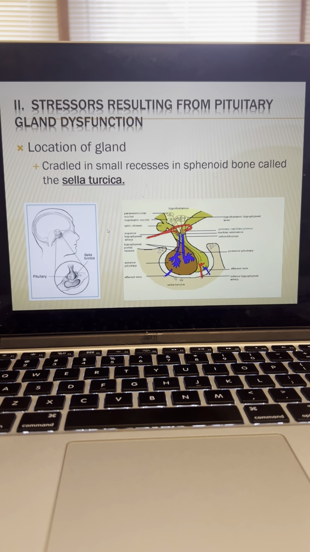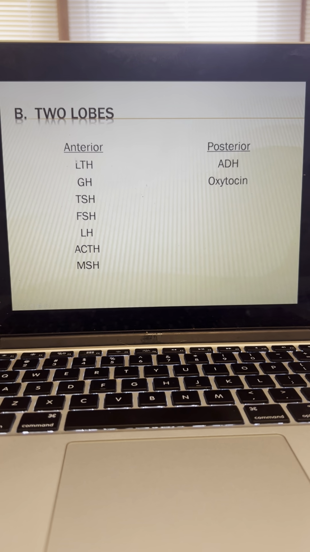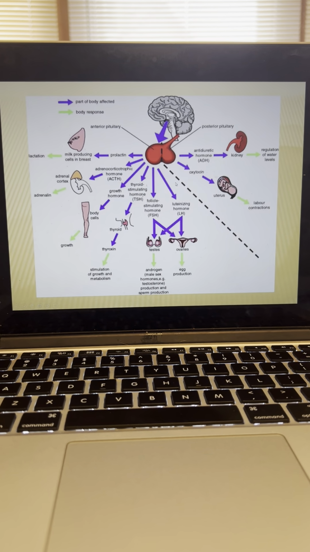Here I was just talking about the sella turcica, located in that sphenoid bone. And here's your anterior pituitary and your posterior pituitary. This is a little bit of a picture like you have in your notes. You can see it's divided into anterior and posterior, and it's showing you again what those particular hormones do within the body and where they're located.